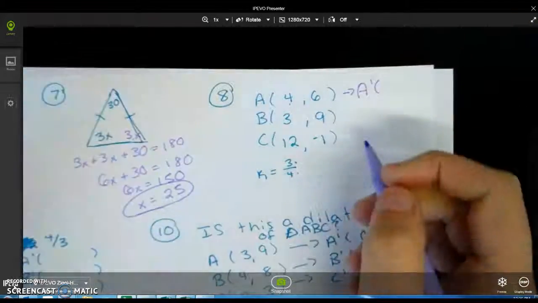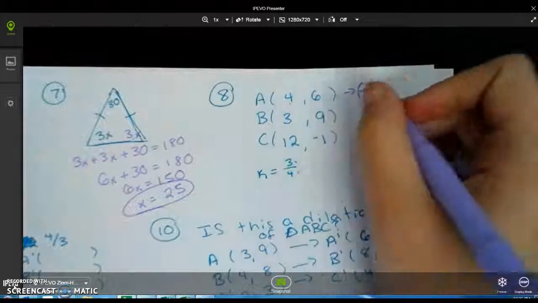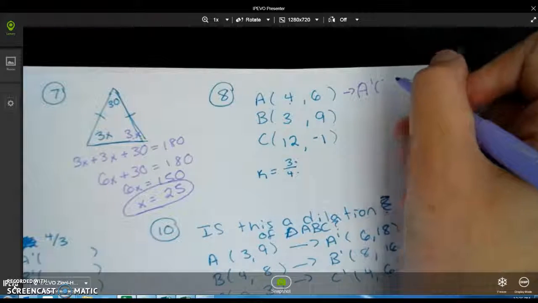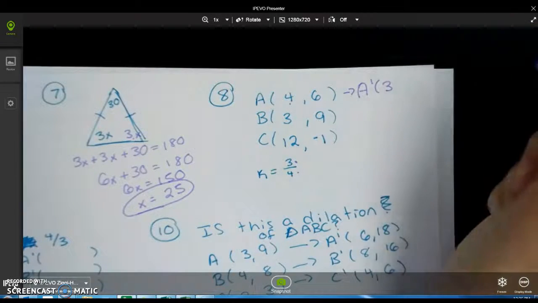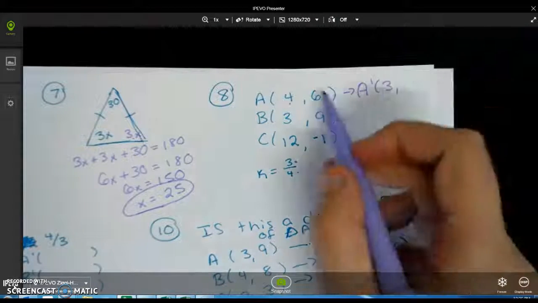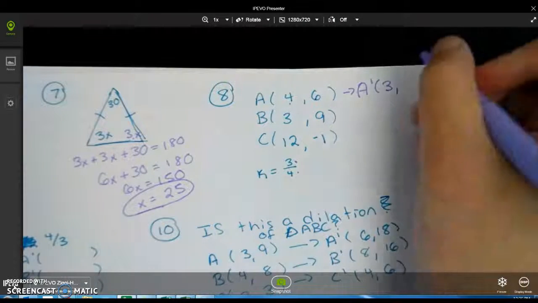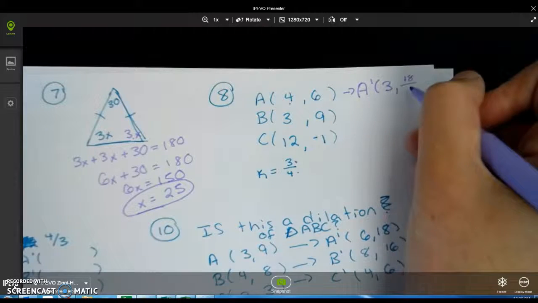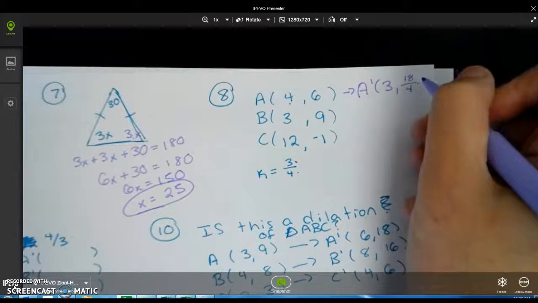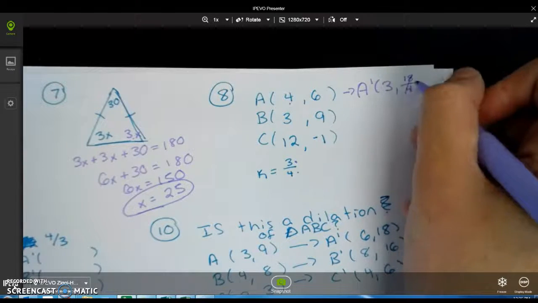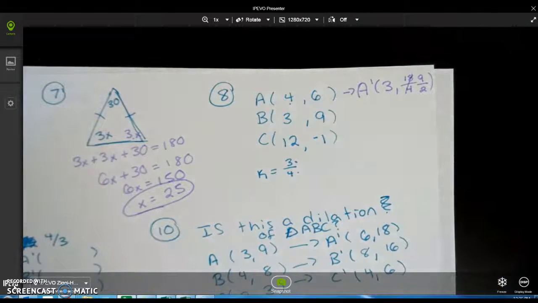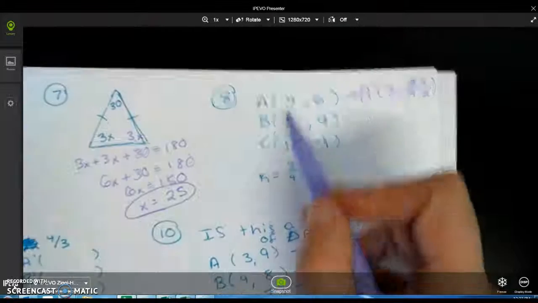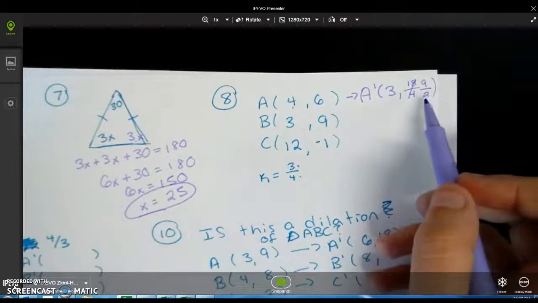by doing the fraction. So 3 times 4 is 12. 12 divided by 4 is 3. 6 times 3 is 18. And that's over 4, right? And then if I simplify that, I'm going to get 9/2. So I'm multiplying by the numerator, dividing by the denominator.